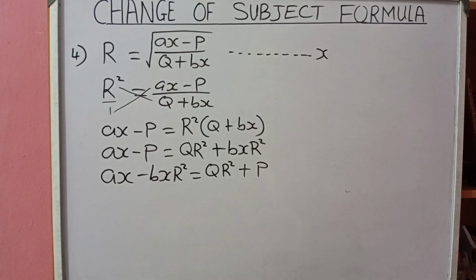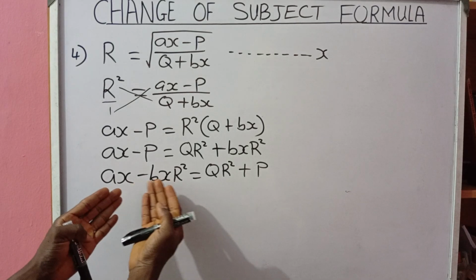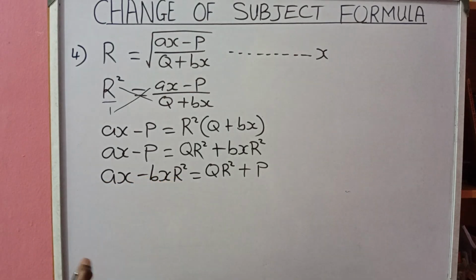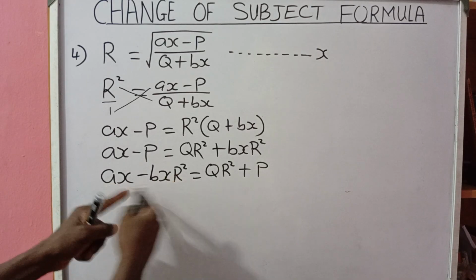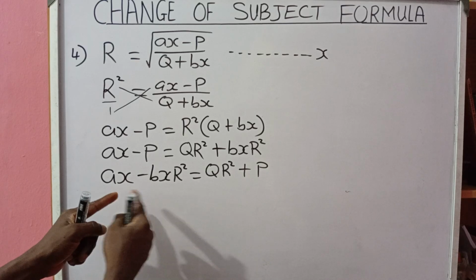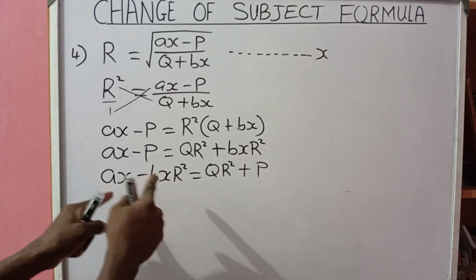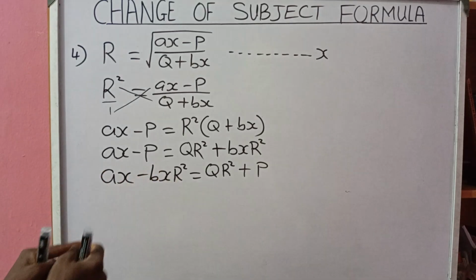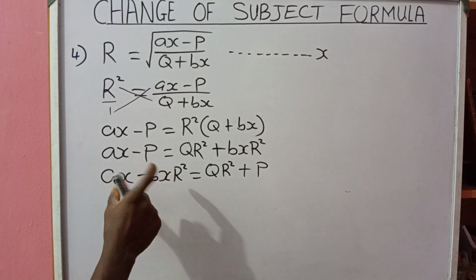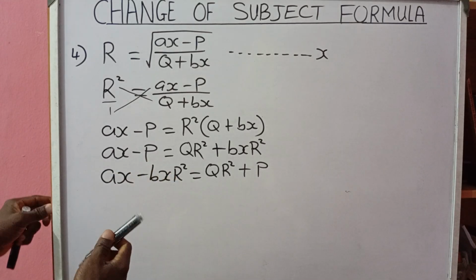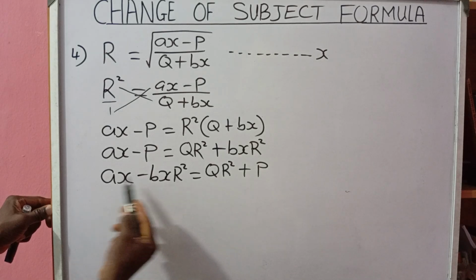All right, so let's now do something here. What we are going to do is collect like terms. Like terms, we have done that already. Then we have to factorize. Factorization here means that we have to look for something both of these expressions have in common. So they have x in common. We factorize it by getting the item they have in common, and the item they have in common here is x.